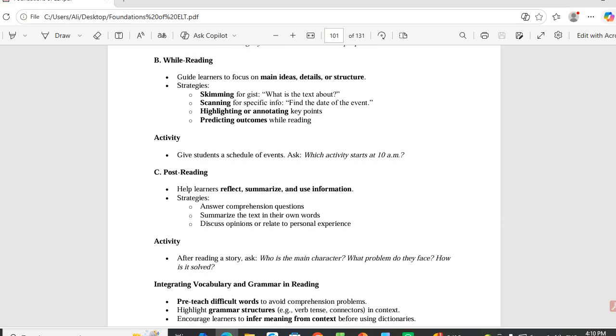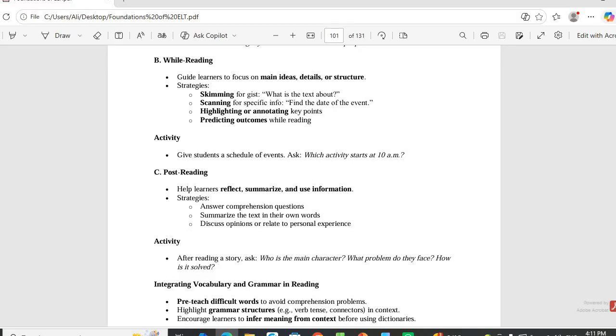After reading, which is post-reading, helps learners reflect, summarize, and use information. Strategies for doing this: answer comprehension questions, summarize the text in their own words, discuss opinions, or relate to personal experience. It's the kind of interacting with the text that the students read. So these are 3 main activities when we teach reading. Think of how we can do them more comprehensively and effectively as a teacher using these 3 techniques while you teach reading.